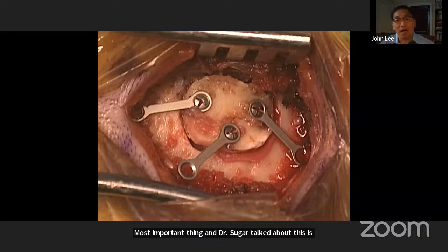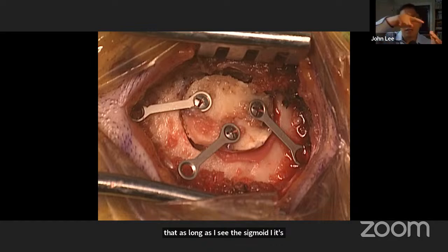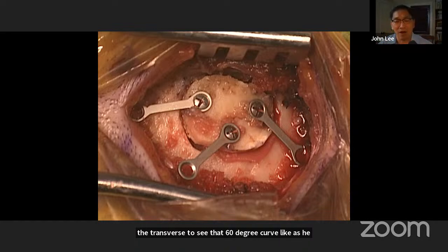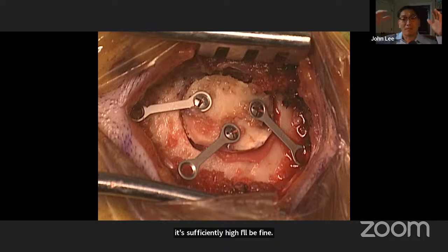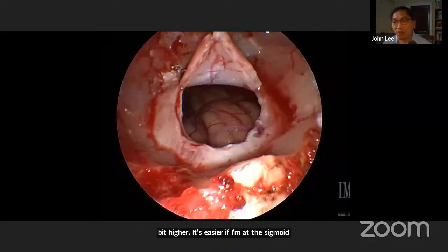But I actually find that as long as I see the sigmoid, it's nice to see the transverse, to see that 60-degree curve, like he mentioned. But actually, as long as I see the sigmoid and it's sufficiently high, I'll be fine. I can come in a little bit lower. I can come in a little bit higher. It's easier if I'm at the sigmoid transverse junction with the tentorium, but either way works fine for me.